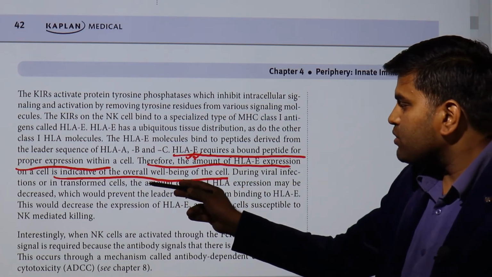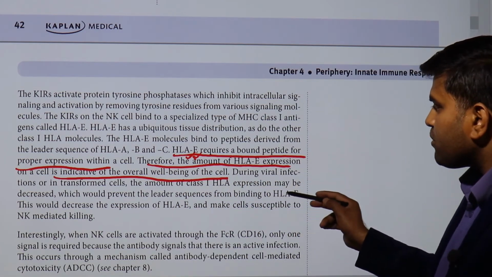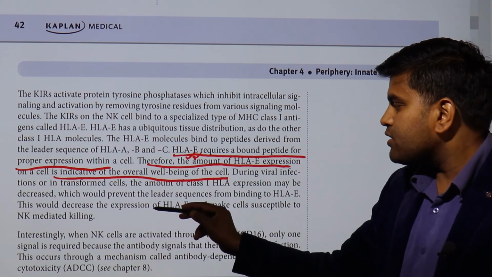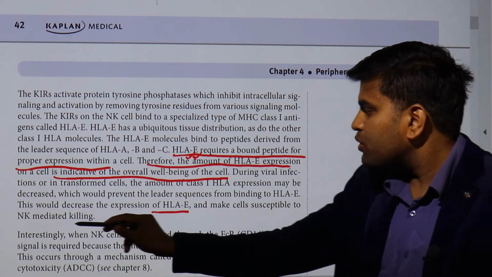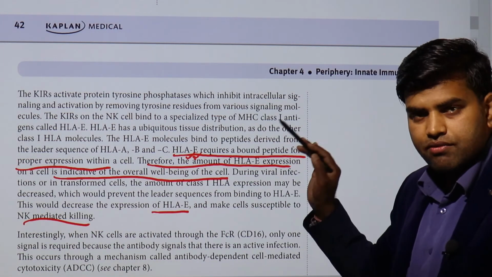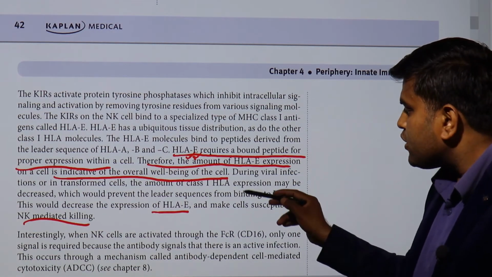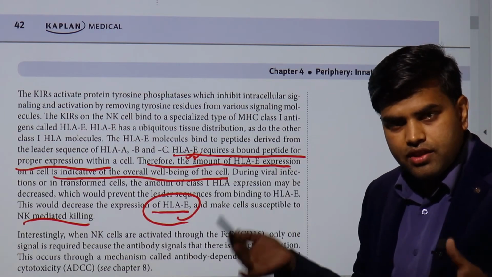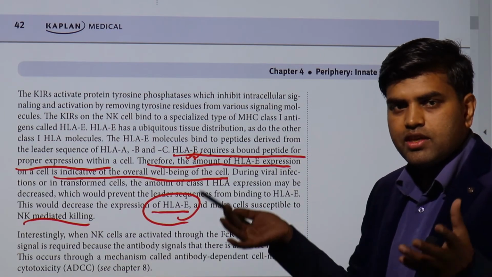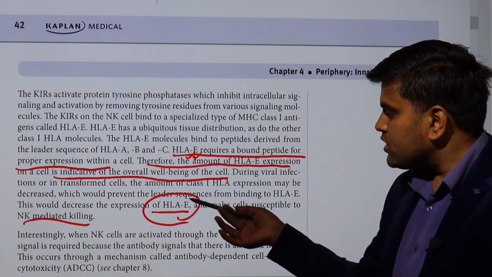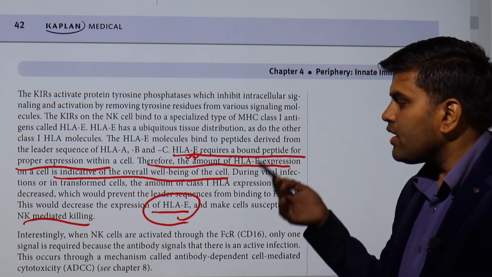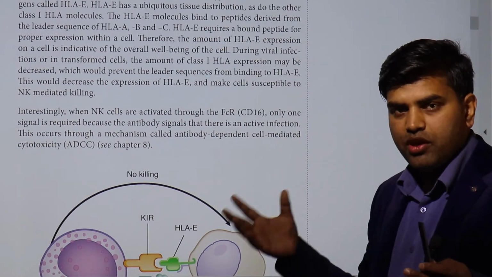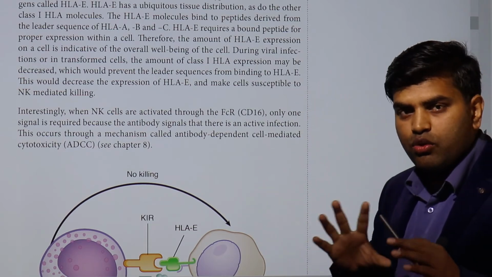In a viral infection or transformed cell, the amount of class 1 HLA expression may be decreased, which will prevent the leader sequence from binding to HLA-E. This will decrease the expression of HLA-E and make the cell susceptible to NK-mediated killing. So if the cell is infected with a virus, there will be a decrease of HLA-E expression on the cell surface. If HLA-E is decreased, it means the cell's well-being is not there. If HLA-E is present, the cell's well-being is there. Since there is a decrease, the NK cell can kill that cell. They have their freedom to kill. If HLA-E is present, you cannot kill your own cell.